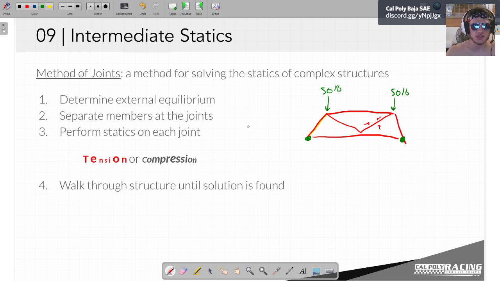So first thing we need to do is determine our external equilibrium. We need to figure out how this bridge interacts with its environment before we can determine what the different interactions are here.